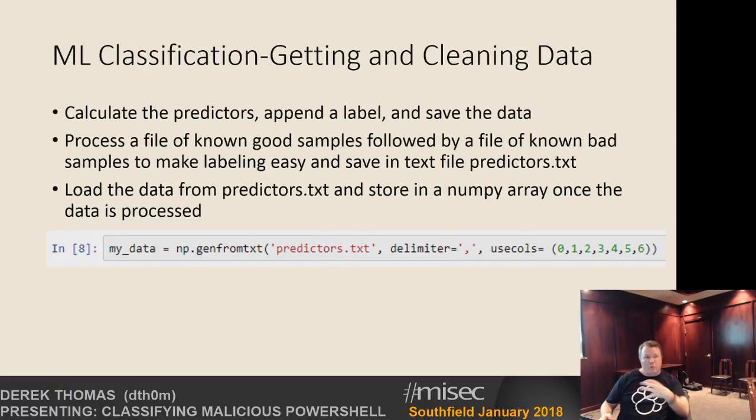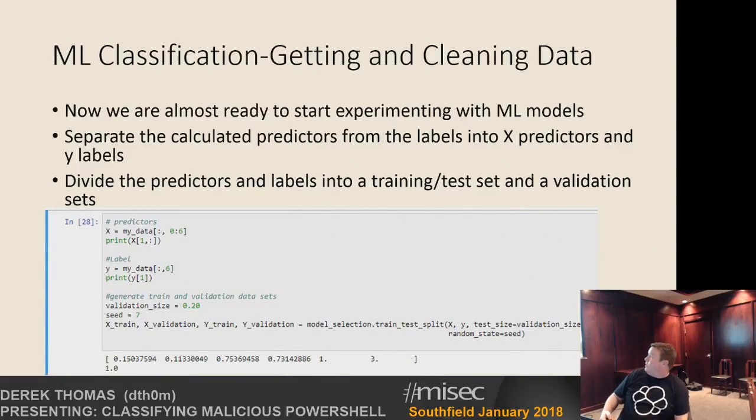Here I'm going to walk through the actual code that I ran. This is in my Jupyter notebook that you can go look at, download, and run if you want. Here I'm putting all the data into a variable, using the first 6 columns for processing. At this point we're almost ready to start experimenting with the models. We've got the 7 columns of predictors and the labels, so now we're going to separate the calculated predictors from the labels because we're going to be doing some experimentation.